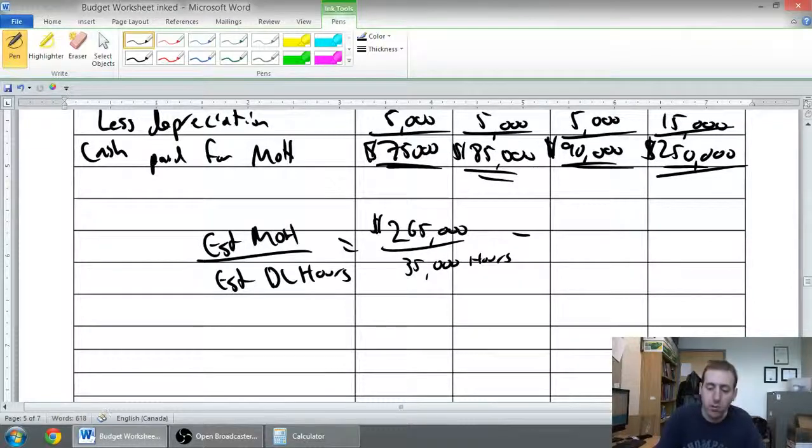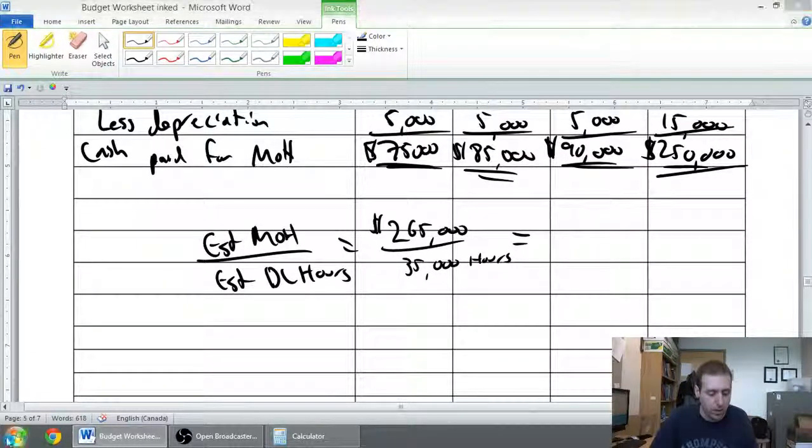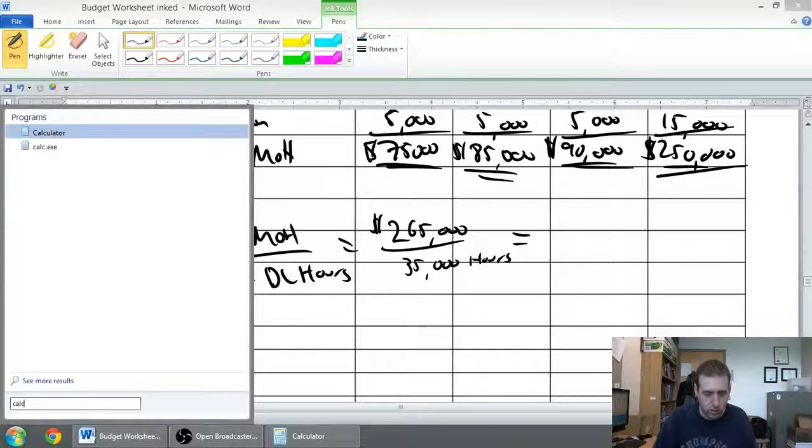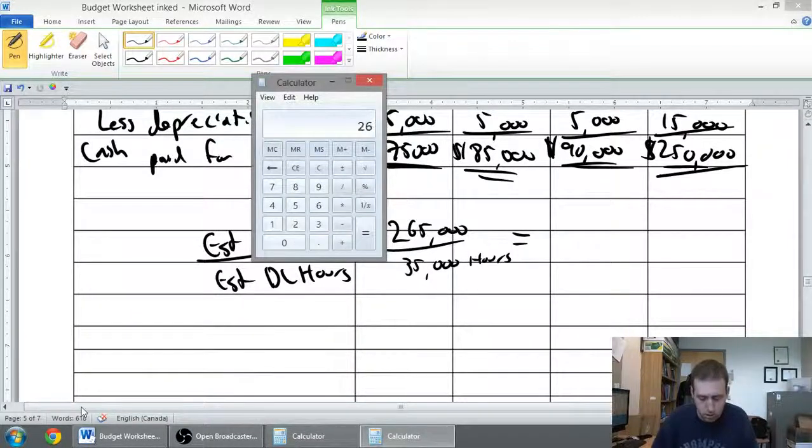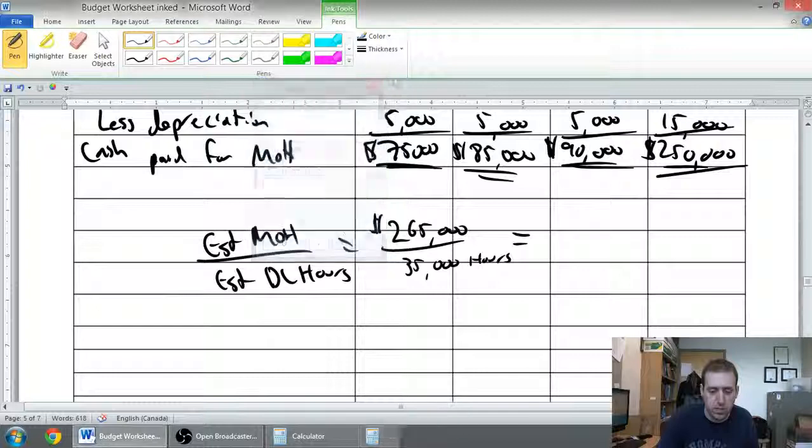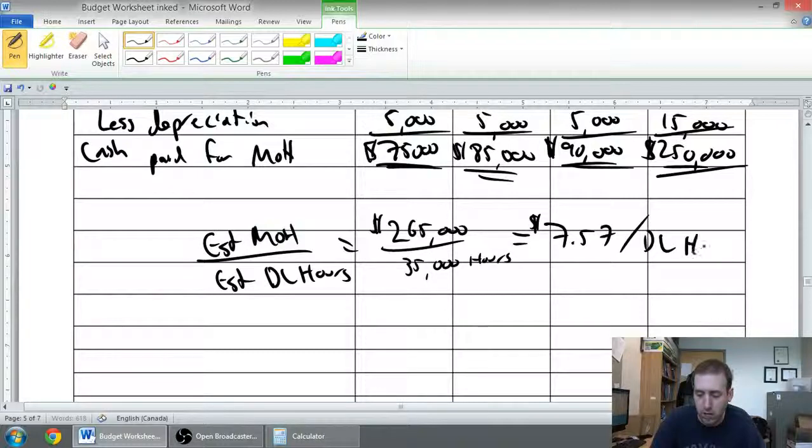So we can compute a rate. 265 divided by 35. And I get a rate of $7.57 per direct labor hour. For every hour I spend working, I estimate $7.50 of overhead.